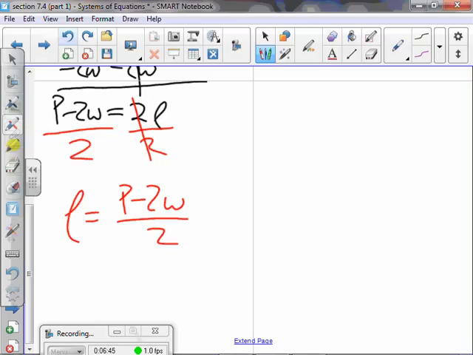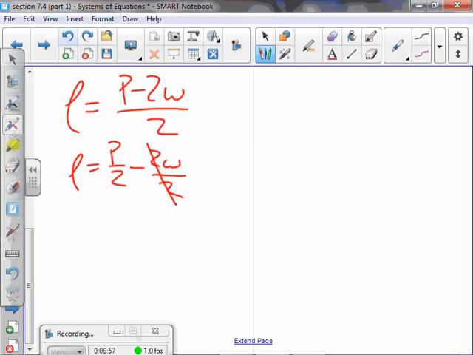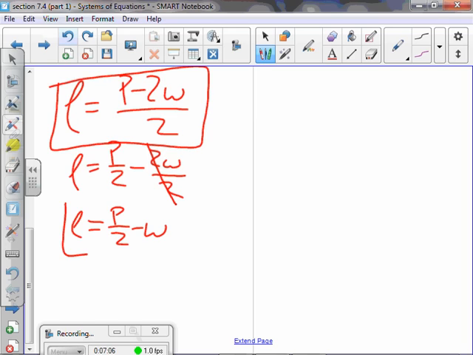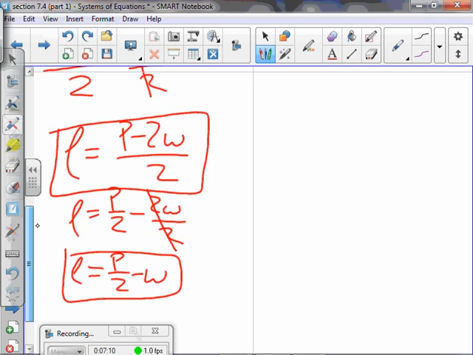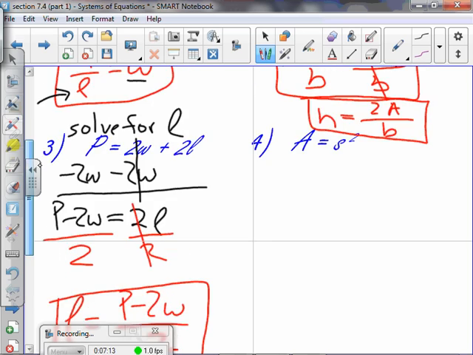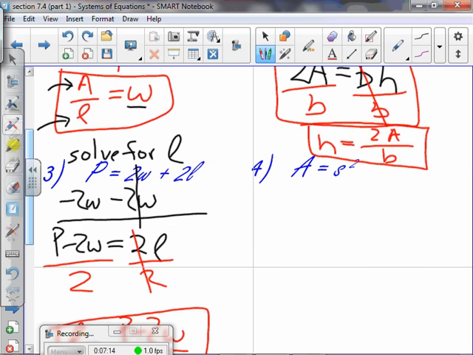Okay? Another way to write this is you can say L is equal to p over 2 minus 2w over 2. And the reason you might do that is because those 2's would cancel out. You could also say L is equal to p over 2 minus w. Either answer would work. This one or this one, they both mean the same thing, and both are solved for L.